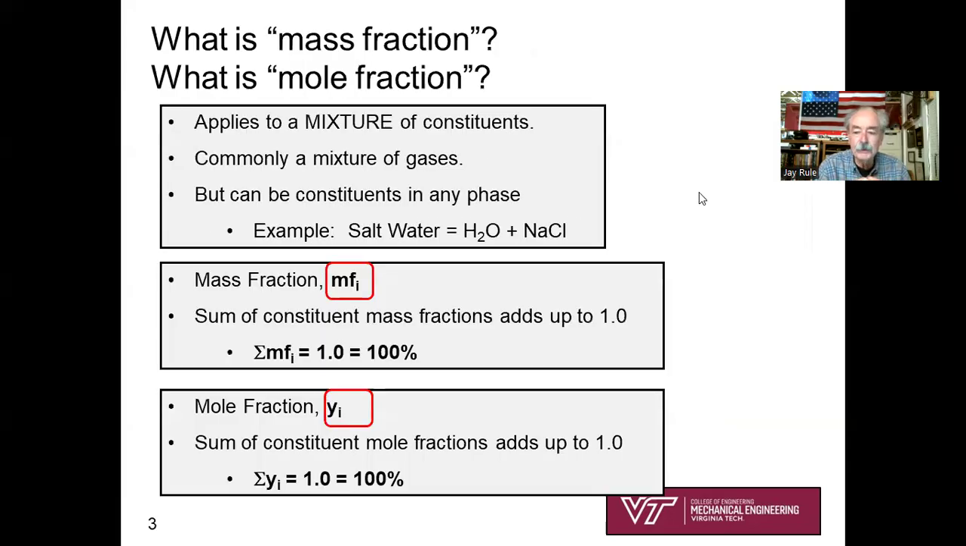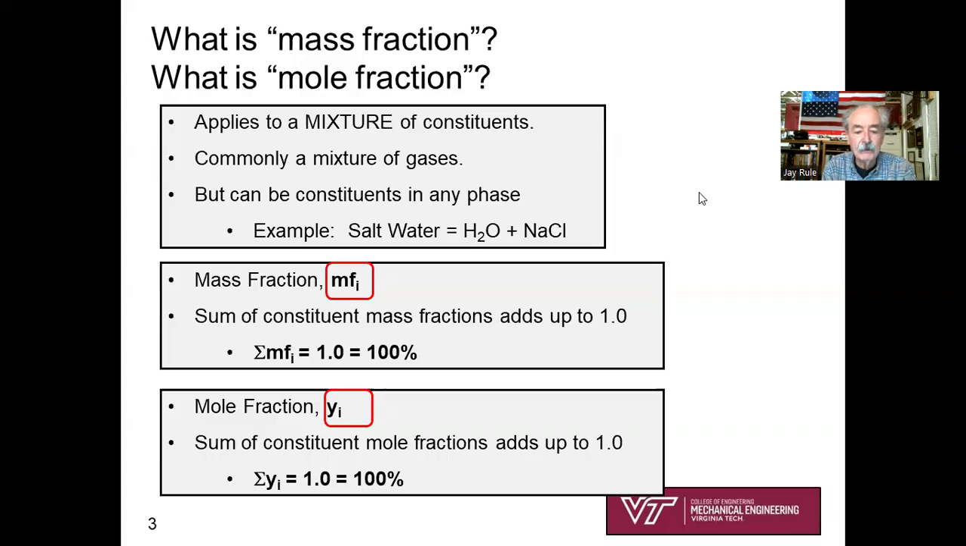This is the formal definition of mass fraction and mole fraction. They apply to a mixture of constituents, commonly a mixture of ideal gases in chapter 12. However, do recognize that constituents can be in any phase. For example, salt water, ocean water, is a mixture of water, H2O, and salt, NaCl. So that's also a mixture. But in chapter 12, we're going to be dealing primarily with ideal gas mixtures.